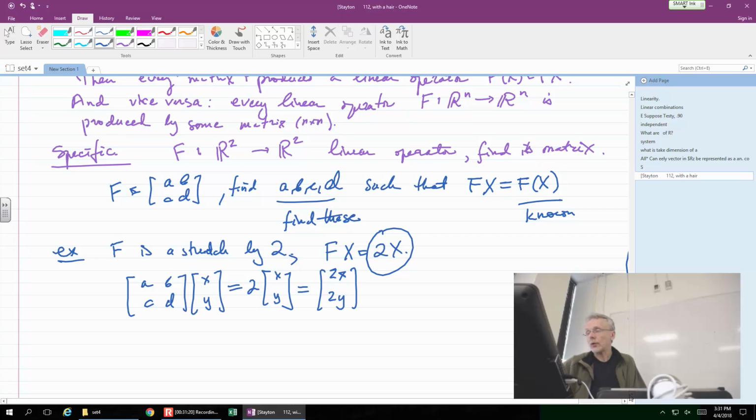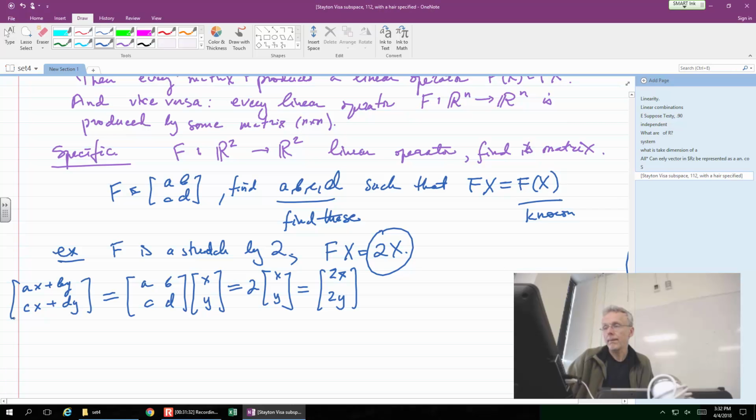So on the right I'm supposed to have 2x, 2y. On the left, as I multiply, I'll have ax plus by once again, and here I have cx plus dy. So we compare the left-hand side to the right-hand side, and not surprisingly, we produce a system of linear equations. ax plus by is equal to 2x, and cx plus dy is equal to 2y. Then we need to find A, B, C, and D.